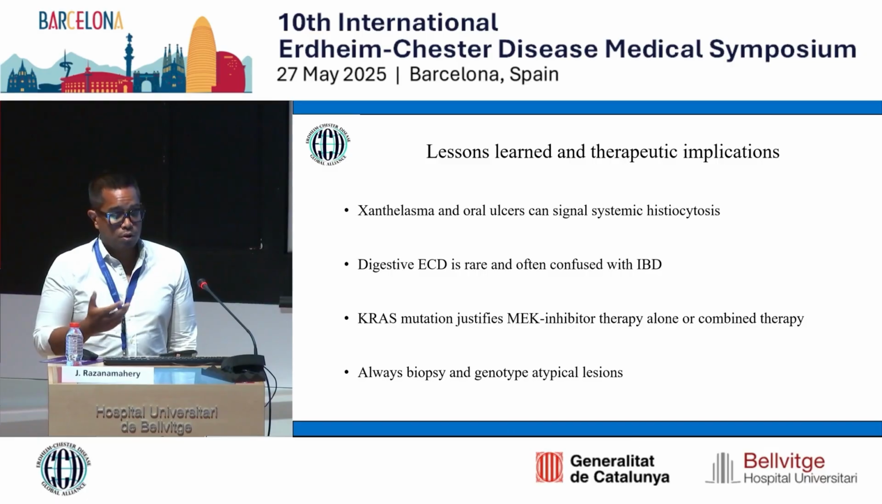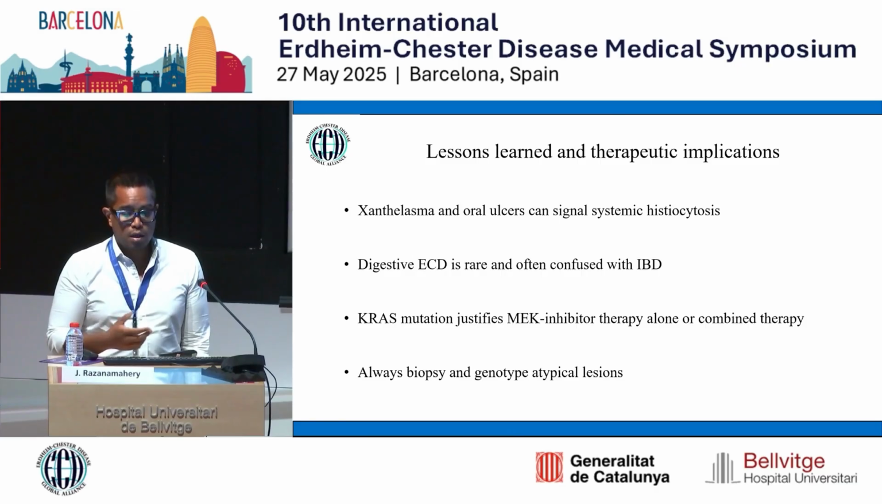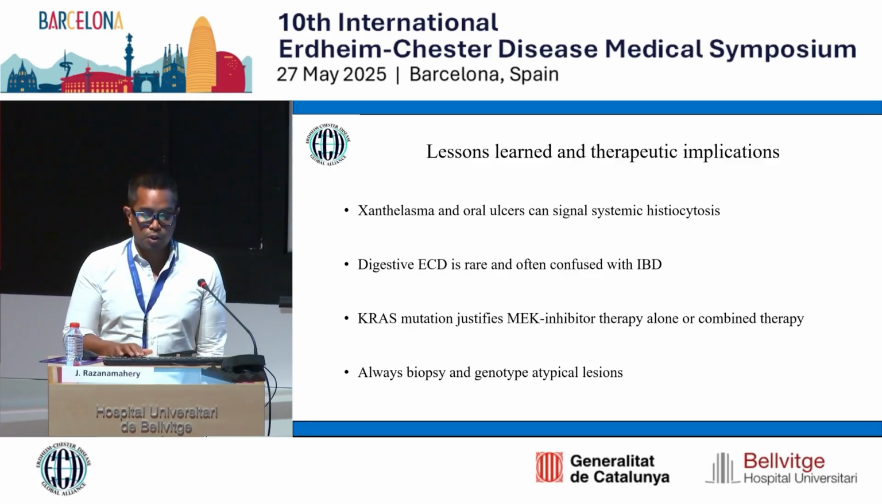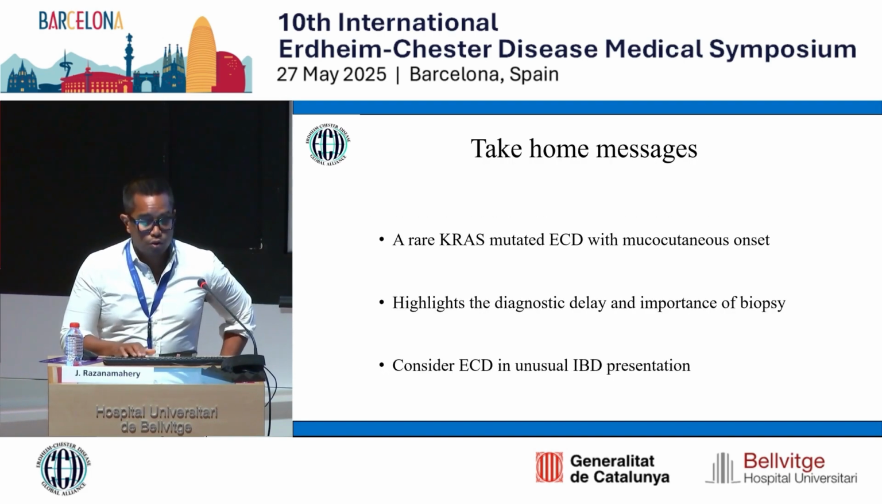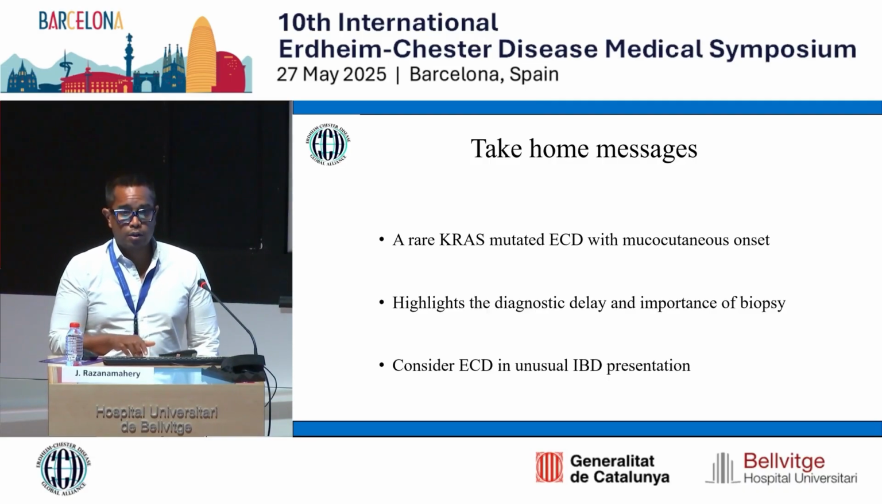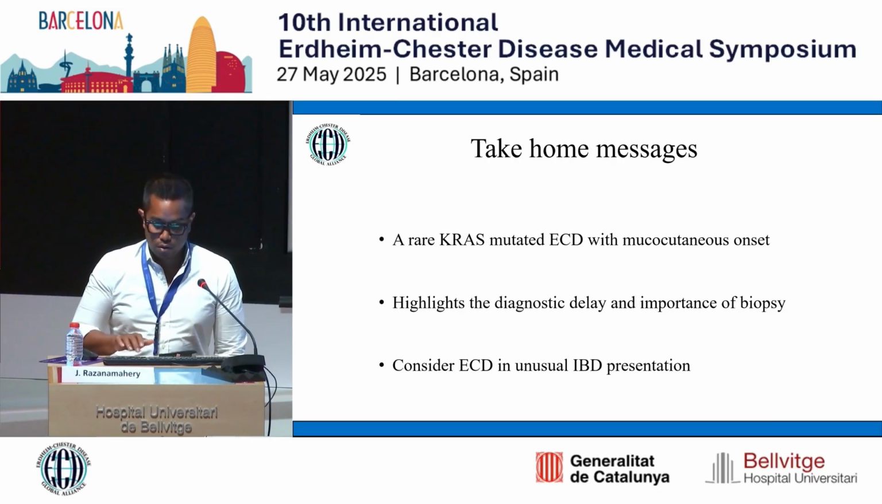So the lessons learned are that digestive ECD is rare and can be confused with IBD. Xanthelasma and oral ulcer can signal systemic histiocytosis. KRAS mutation may justify a treatment with a MEK inhibitor alone or a combined therapy, and always biopsy and genotype all the atypical lesions. So this is a rare presentation of KRAS-mutated ECD. It highlights the diagnostic delay because the xanthelasma was in 2010 and the diagnosis was made really recently, and maybe we have to consider ECD in unusual IBD presentations. Thank you.